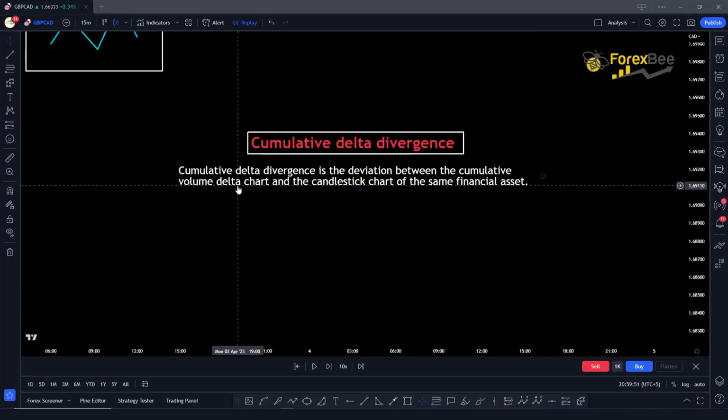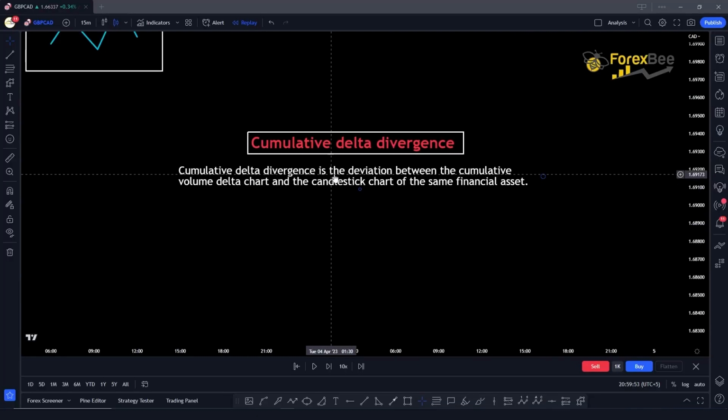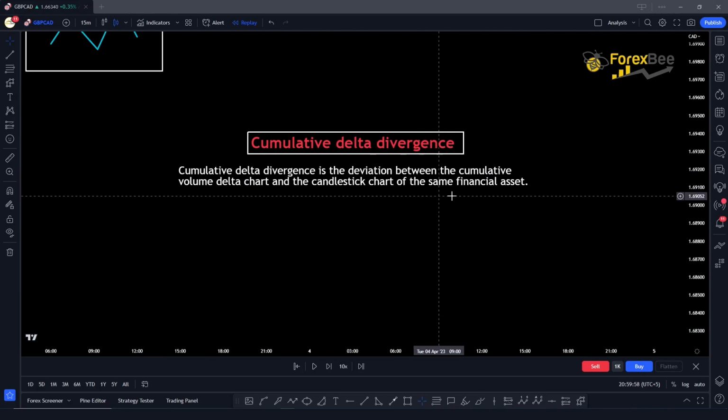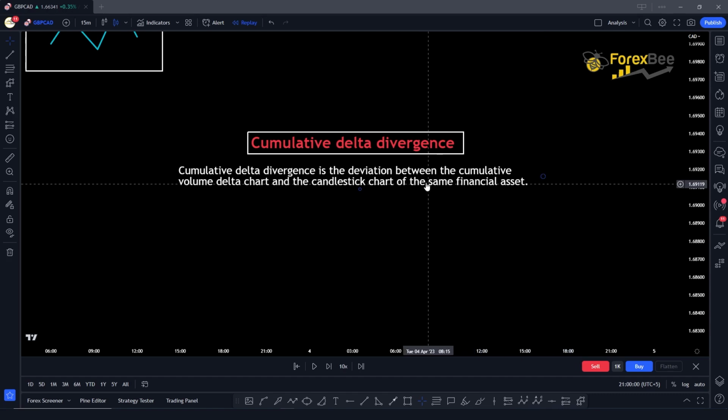So by its definition, the cumulative delta divergence is the deviation between the cumulative volume delta chart and the candlestick chart of the same financial asset. Now let me break it down so that it will be easier for you to digest. First of all, let's talk about what these terms mean. Then you'll be able to understand what cumulative delta divergence is.